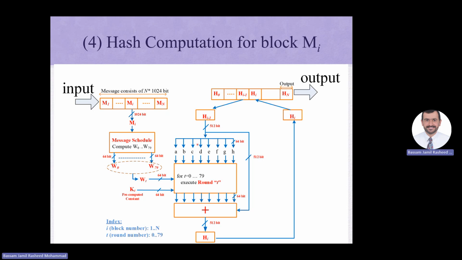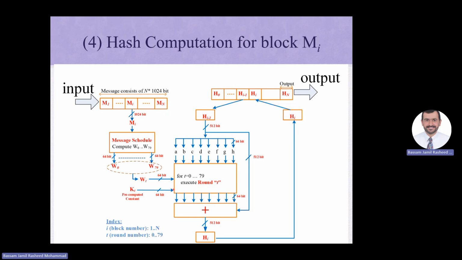Then we're going to have this hash value, or intermediate hash, which was computed from the previous stage. We say this is 512 bits. Then we will have eight of these registers, and every one of them is 64 bits. They're going to go to this function here, and they will complete 80 rounds. In every round, we will get one of those W's and one of those K's. These are pre-computed constants. We have K0, K1, K2.